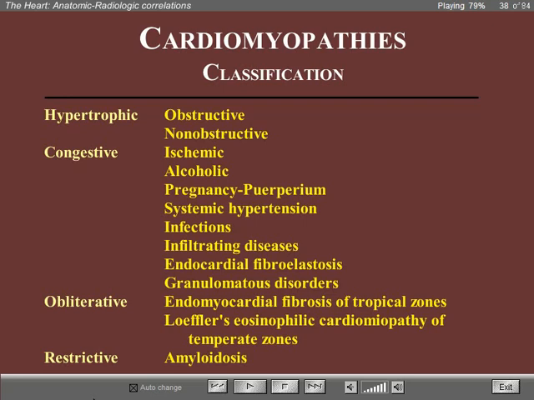Obliterative cardiomyopathy has been described in endomyocardial fibrosis of tropical zones, particularly in the region of Uganda, and then the Löffler's eosinophilic cardiomyopathy of temperate zones. Finally, amyloidosis can lead to a restrictive form of cardiomyopathy.